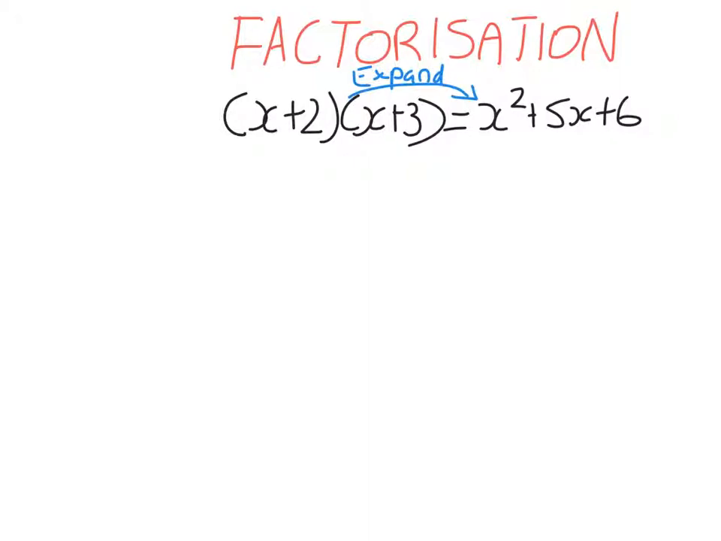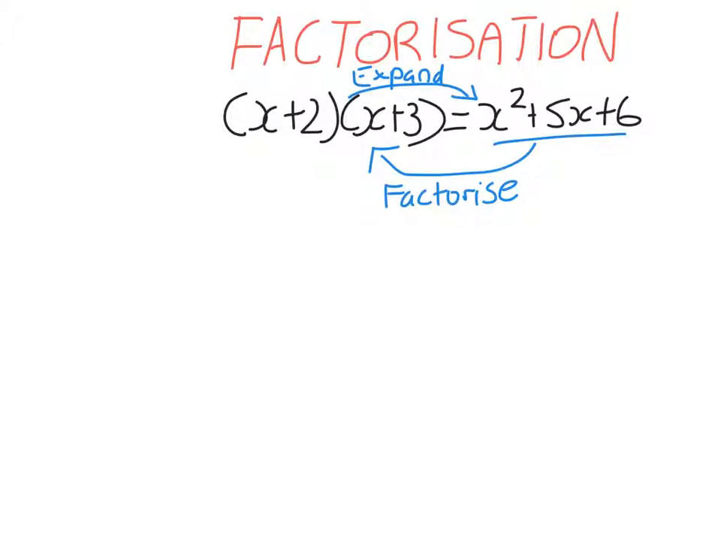Today we're doing the opposite. We're starting with an expression like this and we're going to write it as something times something. So that's what factorizing means, putting it into factors. So we start with something without brackets, we end up with something that does have brackets.